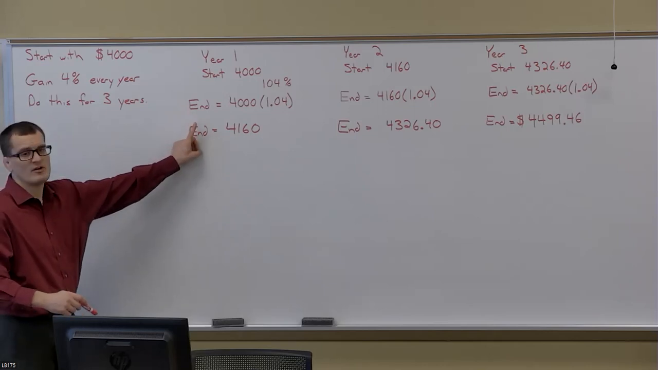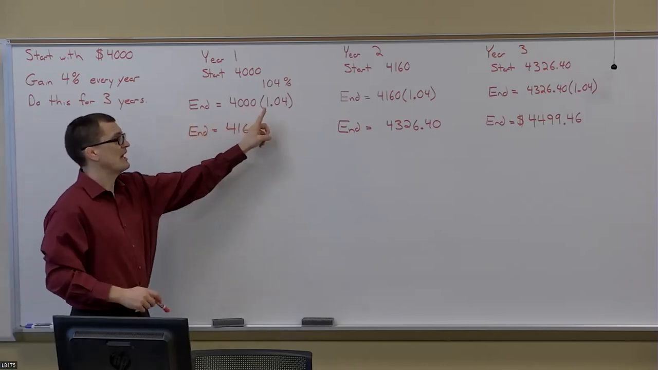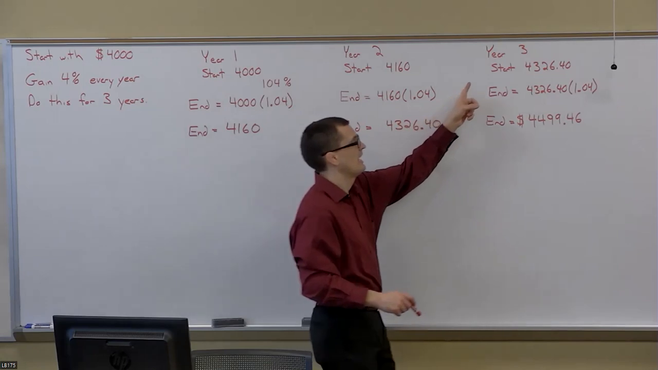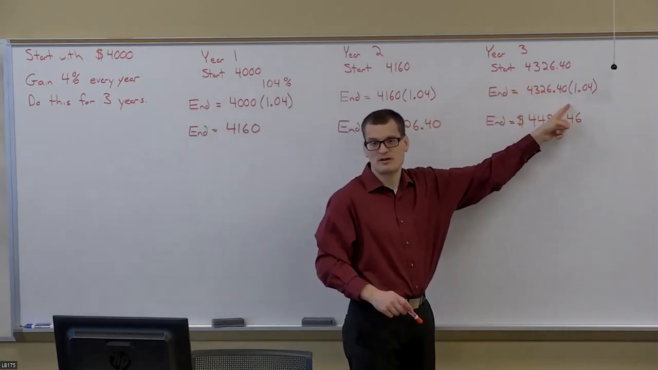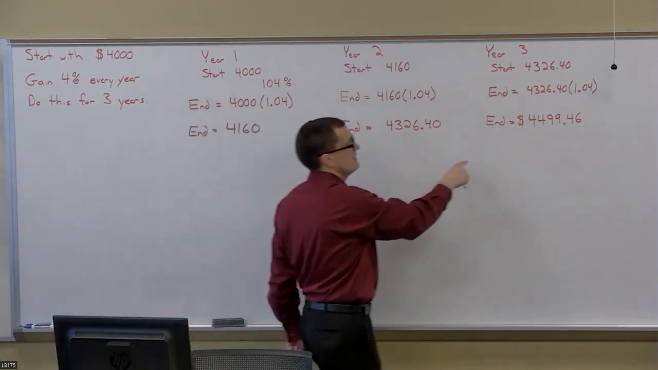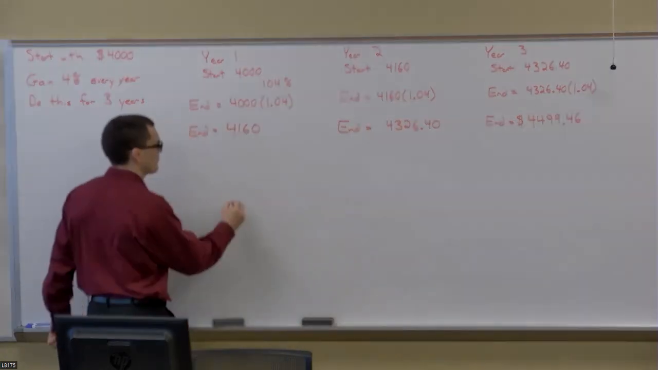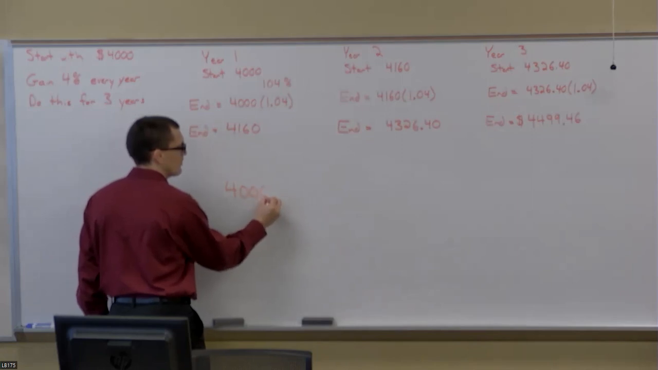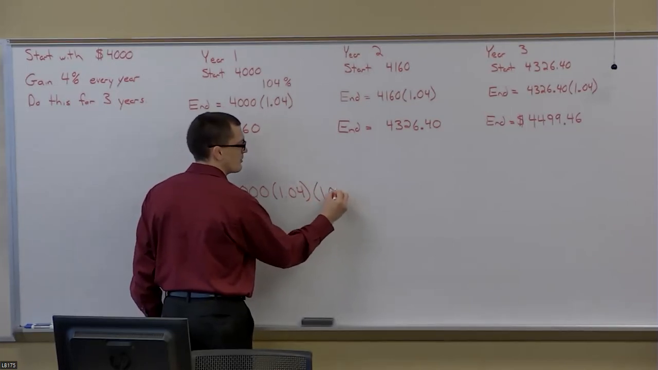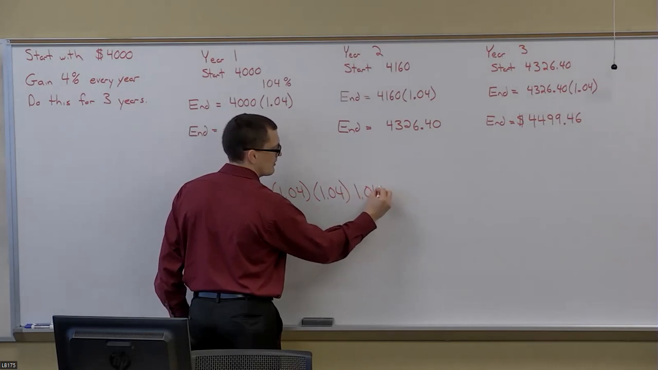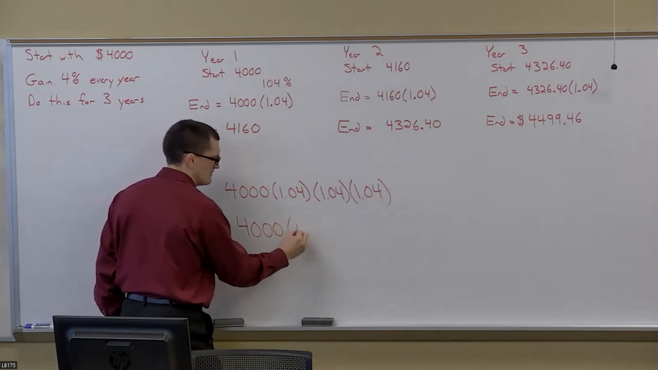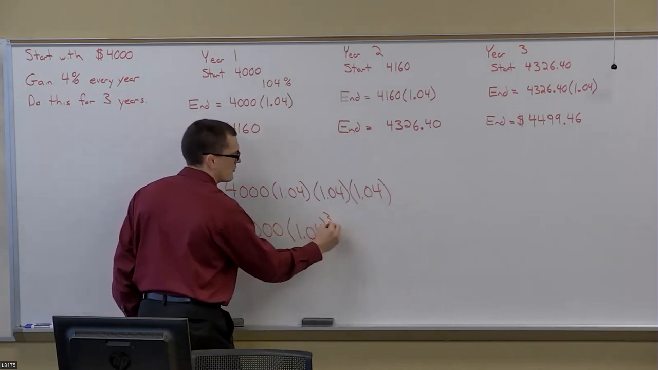Notice what I did. I multiplied times 1.04. And then I multiplied again times 1.04. And I multiplied again times 1.04. If I wanted to have gone from the start of year 1 to the end of year 3, what I could have done is taken 4,000 times 1.04 times another 1.04 times another 1.04. Probably easier to write that with exponents. 4,000 times 1.04 to the 3rd power.